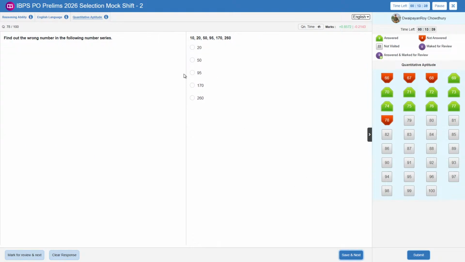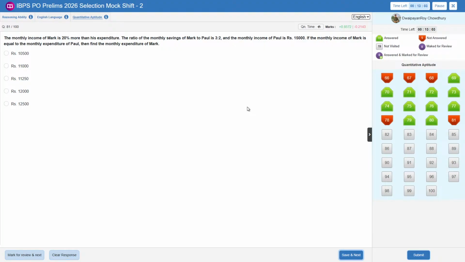Okay. 20, 30, 45. Into 2 plus 10. Into 1 plus 10. Into 2 plus 10. Into 2. 10 minus 5 into. Okay. Wrong number. Wrong number is always difficult to find. So I'll skip. 5, 10, 15, 20. Then 20, 30, 40. 20, 30, 40, 50, then 60.